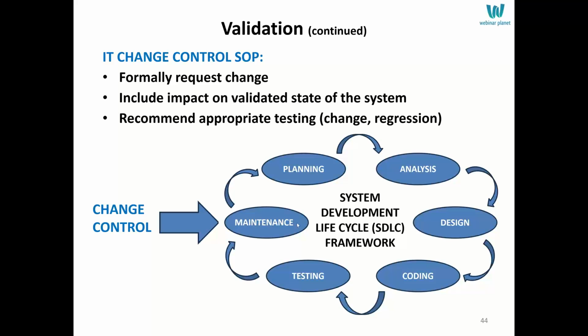Now, once your system's in maintenance mode in the life cycle where it's in production, you've planned, analyzed, designed, coded, tested, you've gotten your system into production. Now it's under formal change control. Any code must be frozen. Any configuration settings for functionality must also be frozen. And in this case, a formal request must be issued. So you should have an IT change control SOP that allows someone to request a specific change, indicate the impact of the change on the validated state of the system, and based on that potential impact, recommend appropriate testing. Test the change and do regression testing to make sure the change didn't alter anything else.